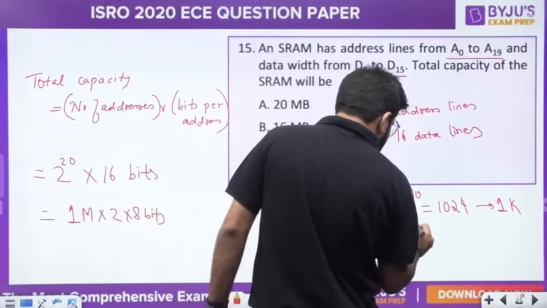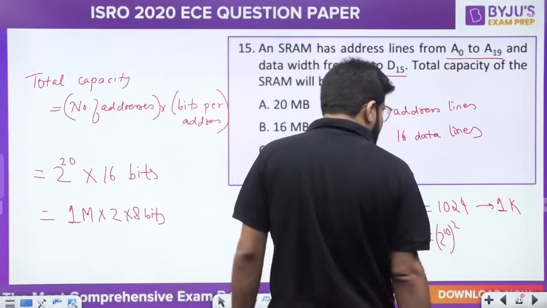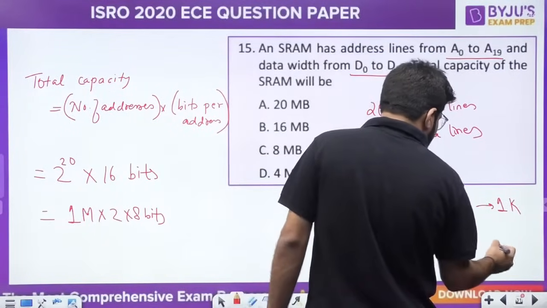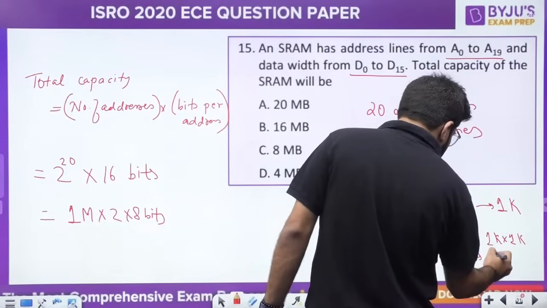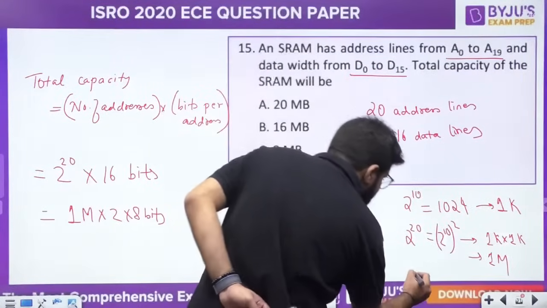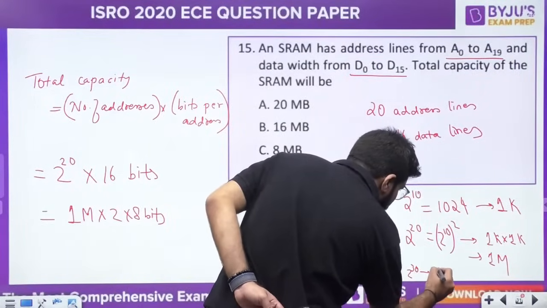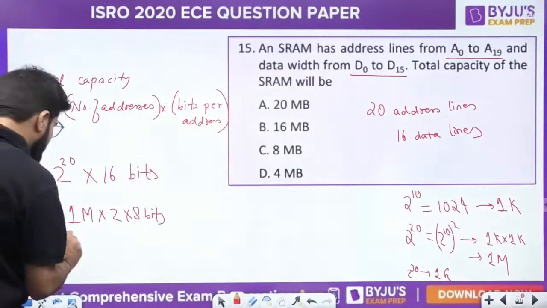Similarly, when you take 2 power 20, it is the 2 power 10 whole square, and what is 1k square, the 1k into 1k? You will go to the 10 power 6 range. That is 1 mega. Similarly, 2 power 30, so you will go to the 1 giga range. Clear? So that is done.